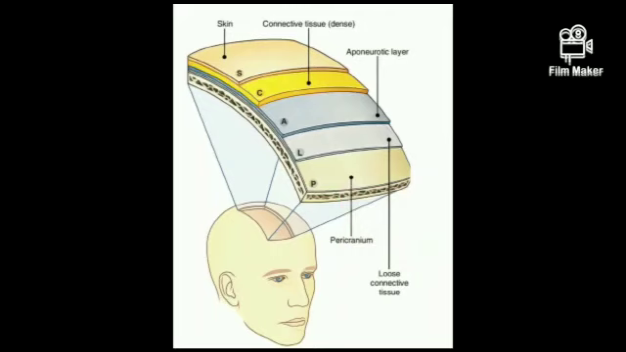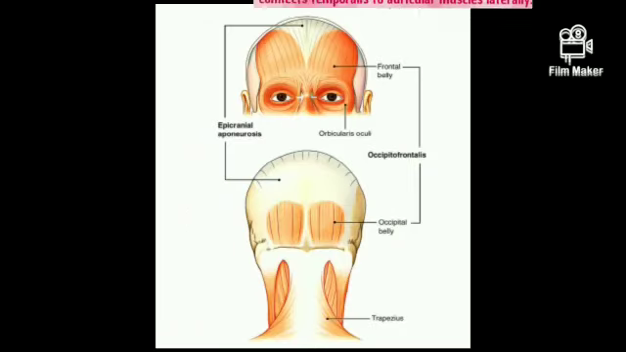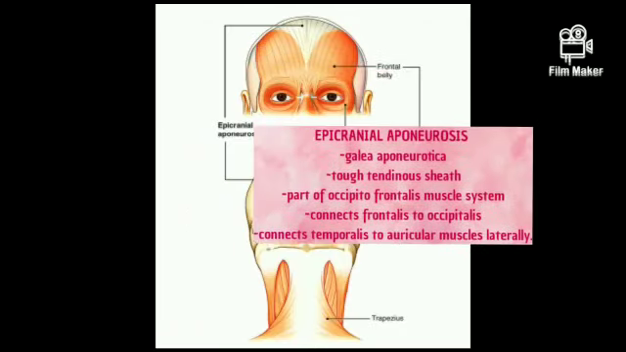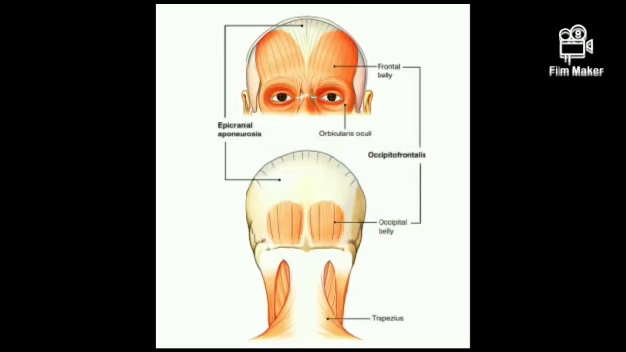The third layer is the epicranial aponeurosis, which is also known as the galea aponeurotica. It is a tough tendinous sheath and is part of the occipitofrontalis muscle system. It also connects the temporalis and auricular muscles laterally.